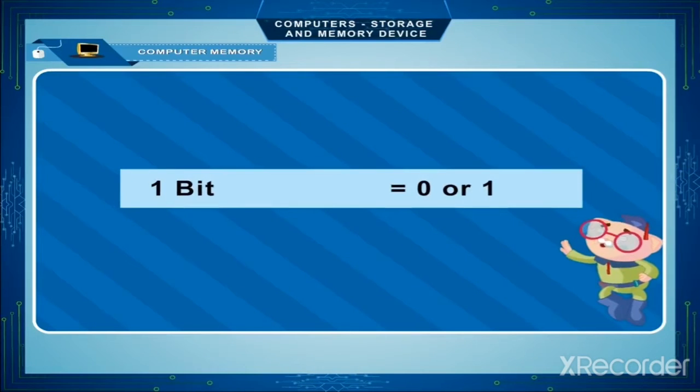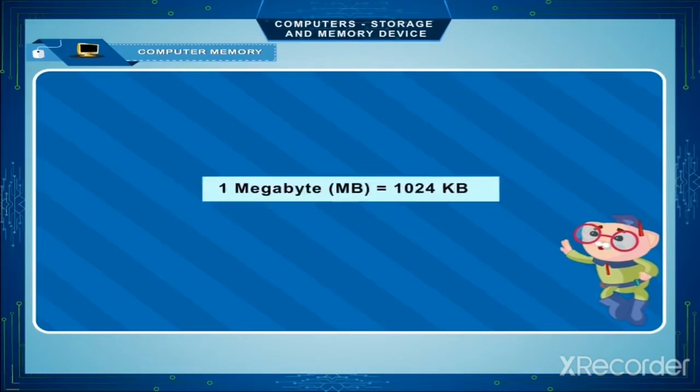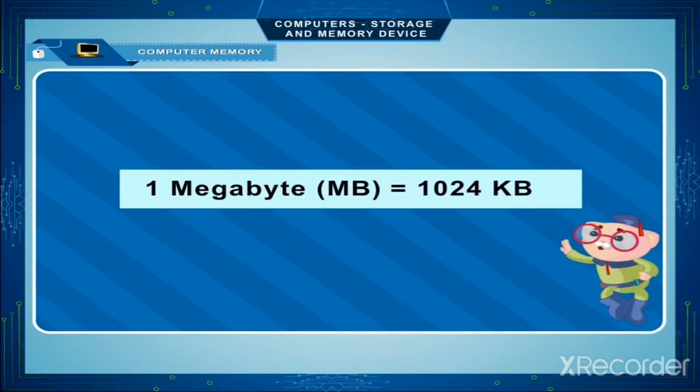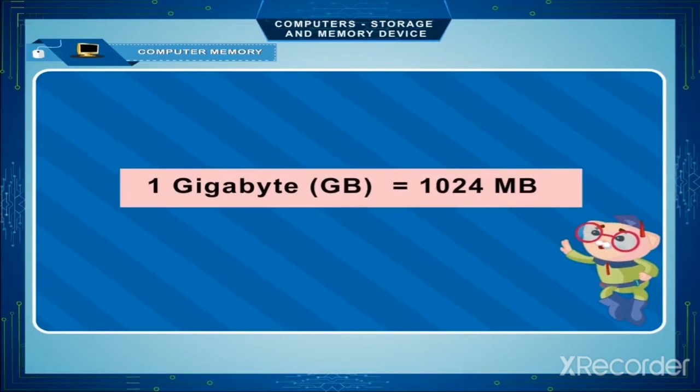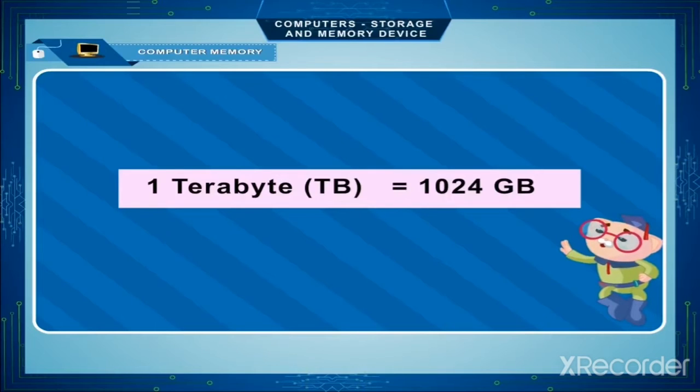1 bit is equal to 0 or 1. 1 nibble is equal to 4 bits. 1 byte is equal to 8 bits. 1 kilobyte or KB is equal to 1024 bytes. 1 megabyte or MB is equal to 1024 KB. 1 gigabyte or GB is equal to 1024 MB. 1 terabyte or TB is equal to 1024 GB.